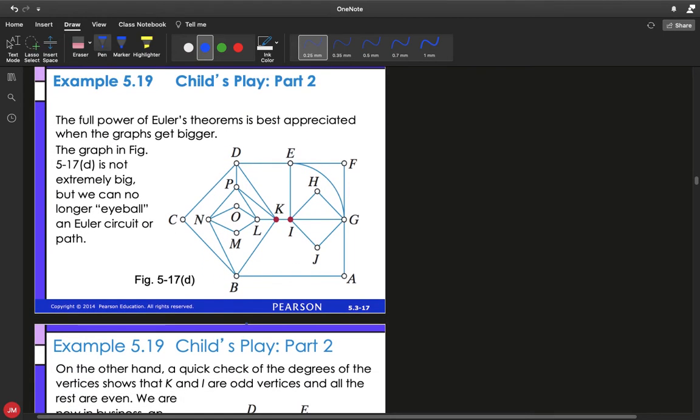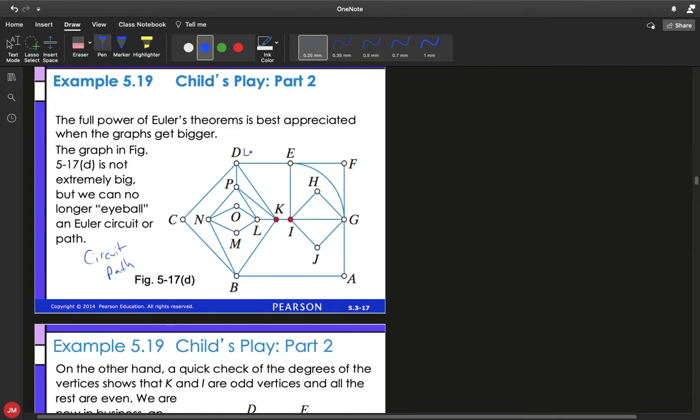How about this one? Holy cow. Man, if you were to sit there and try to figure this one out without knowing those 2 theorems, that'd take a lot of time. But knowing those 2 theorems, we're going to be able to get through this one pretty quickly. Again, we'll check circuit first and path second. Obviously it's a connected graph, so we don't have to worry about that.